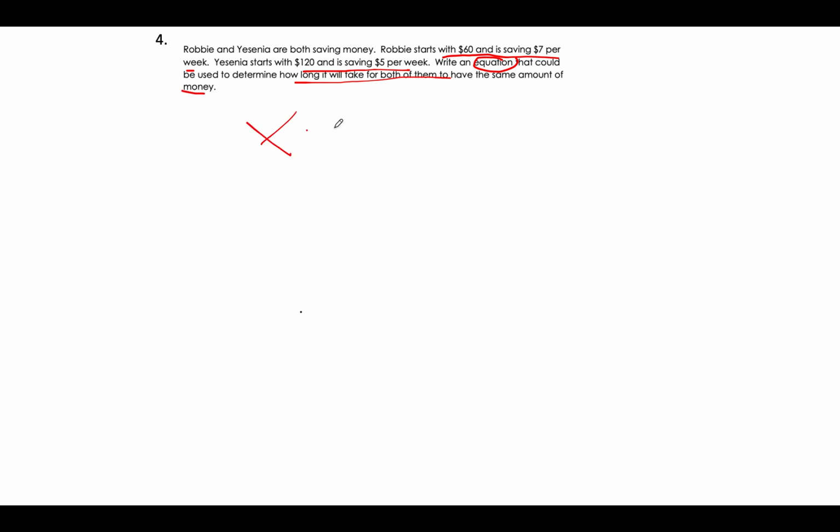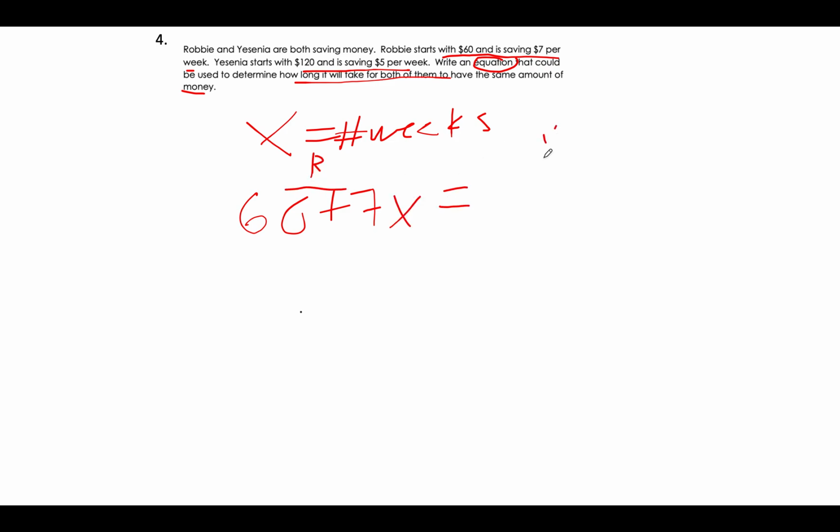So we're going to have x equal the number of weeks, because that's what we're trying to find. Robbie is $60 plus $7 per week, and that's going to be equal to Yesenia. So we have Robbie over here, and Yesenia over here, which is going to be 120 plus 5x. We're going to set these equal to each other. That's how we're going to find out how many weeks it's going to take.